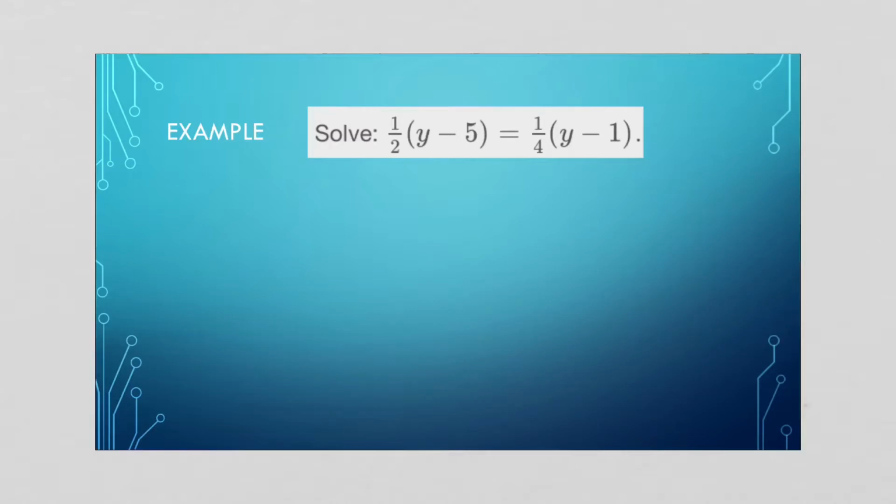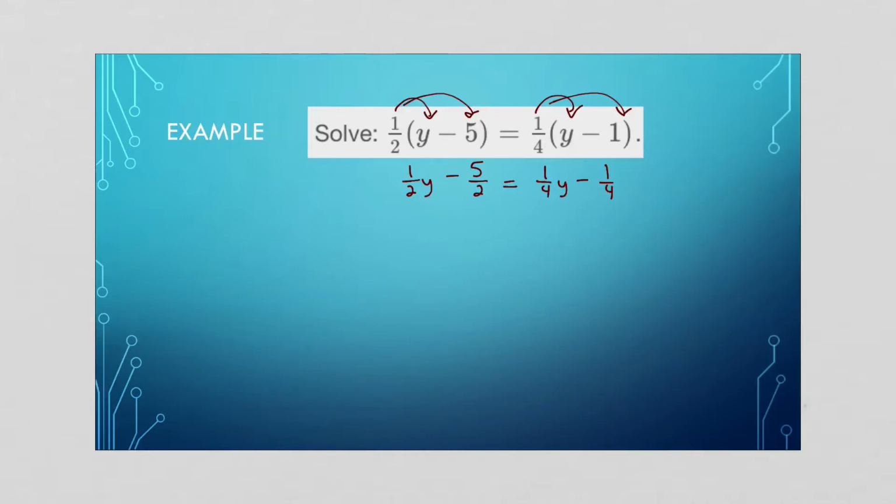Alright, on this problem you have to distribute twice. So we're going to distribute 1/2 to those terms and 1/4 to those two terms. So 1/2 times y is 1/2 y. 1/2 times a negative 5 is negative 5 halves. 1/4 times y is 1/4 y, and 1/4 times negative 1 is negative 1/4.